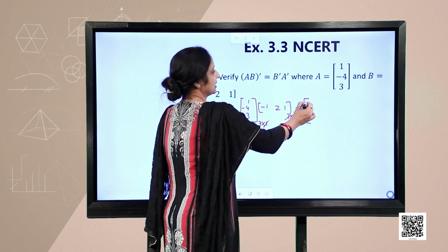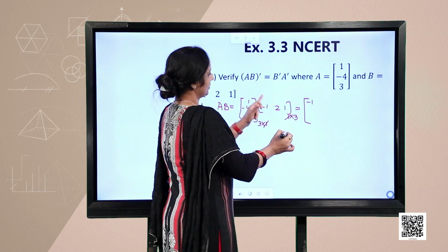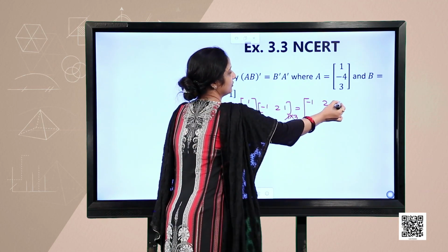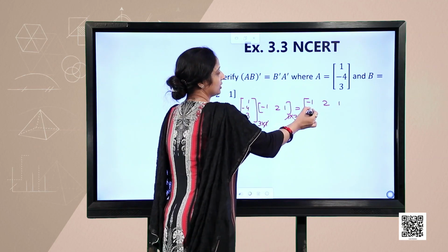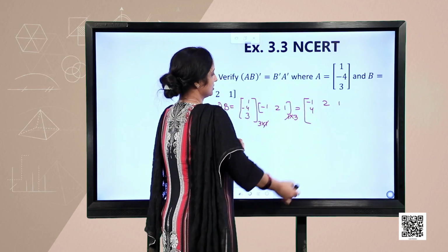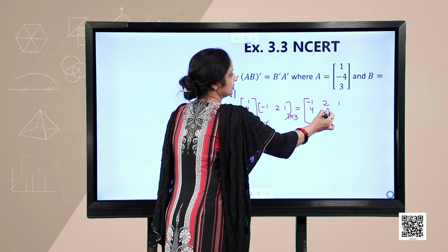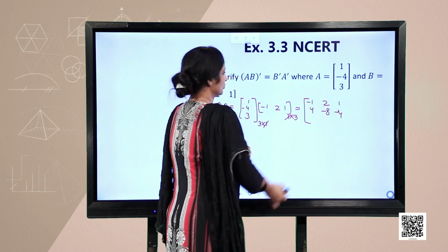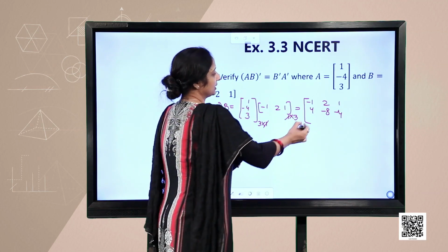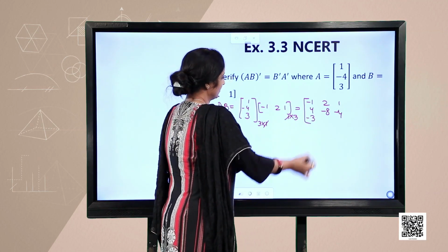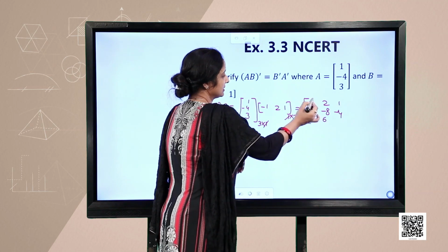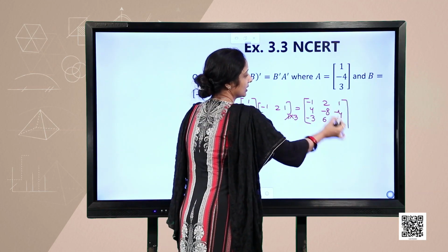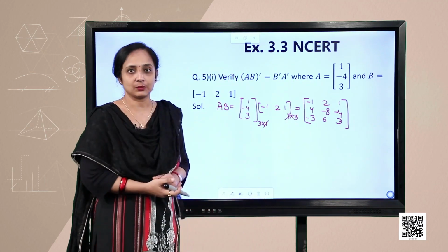1 will be multiplied by minus 1, 1 will be multiplied by 2, 1 will be multiplied by 1, minus 4 into minus 1, minus 4 into 2, minus 4 into minus 1. Then 3 will be multiplied by minus 1, 3 will be multiplied by 6, 3 will be multiplied by 1, right. So, this is our matrix AB.